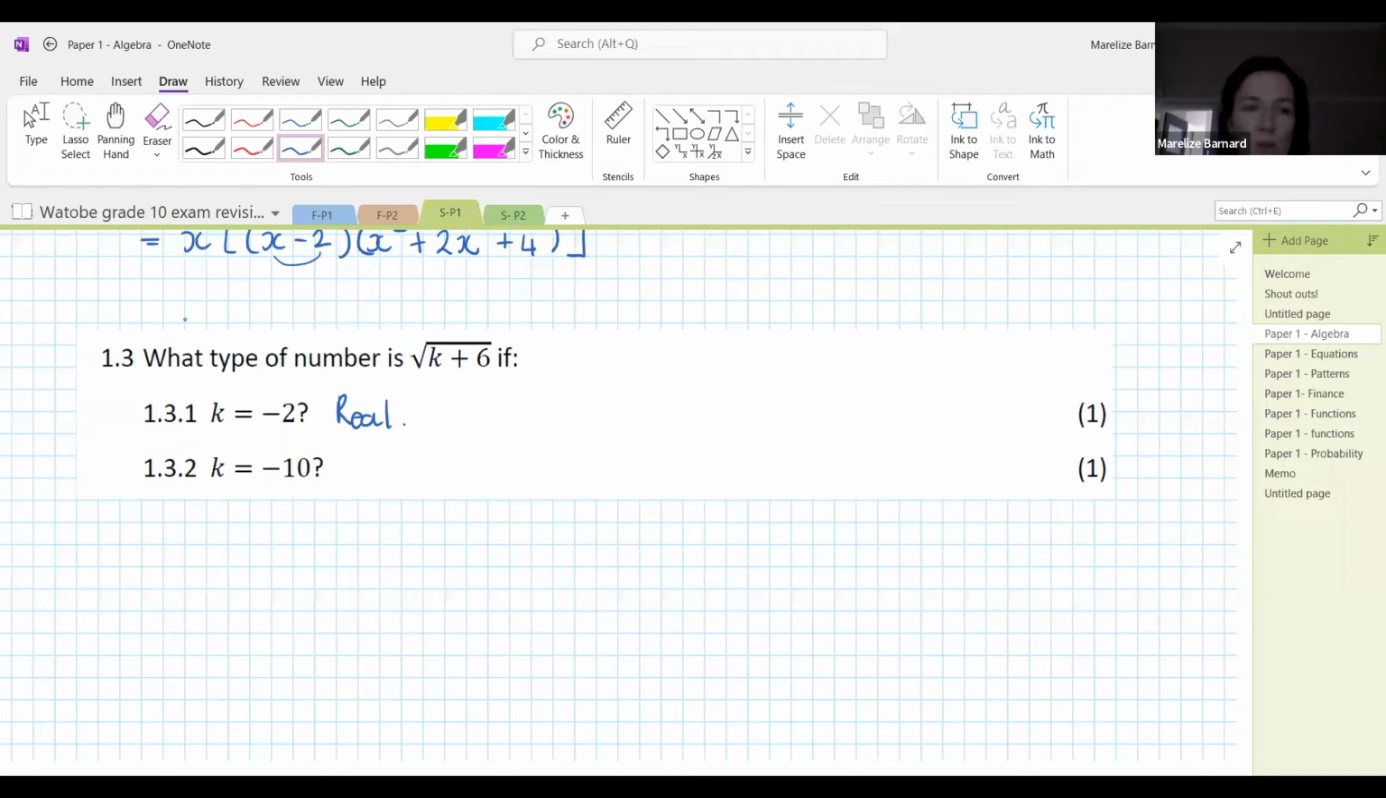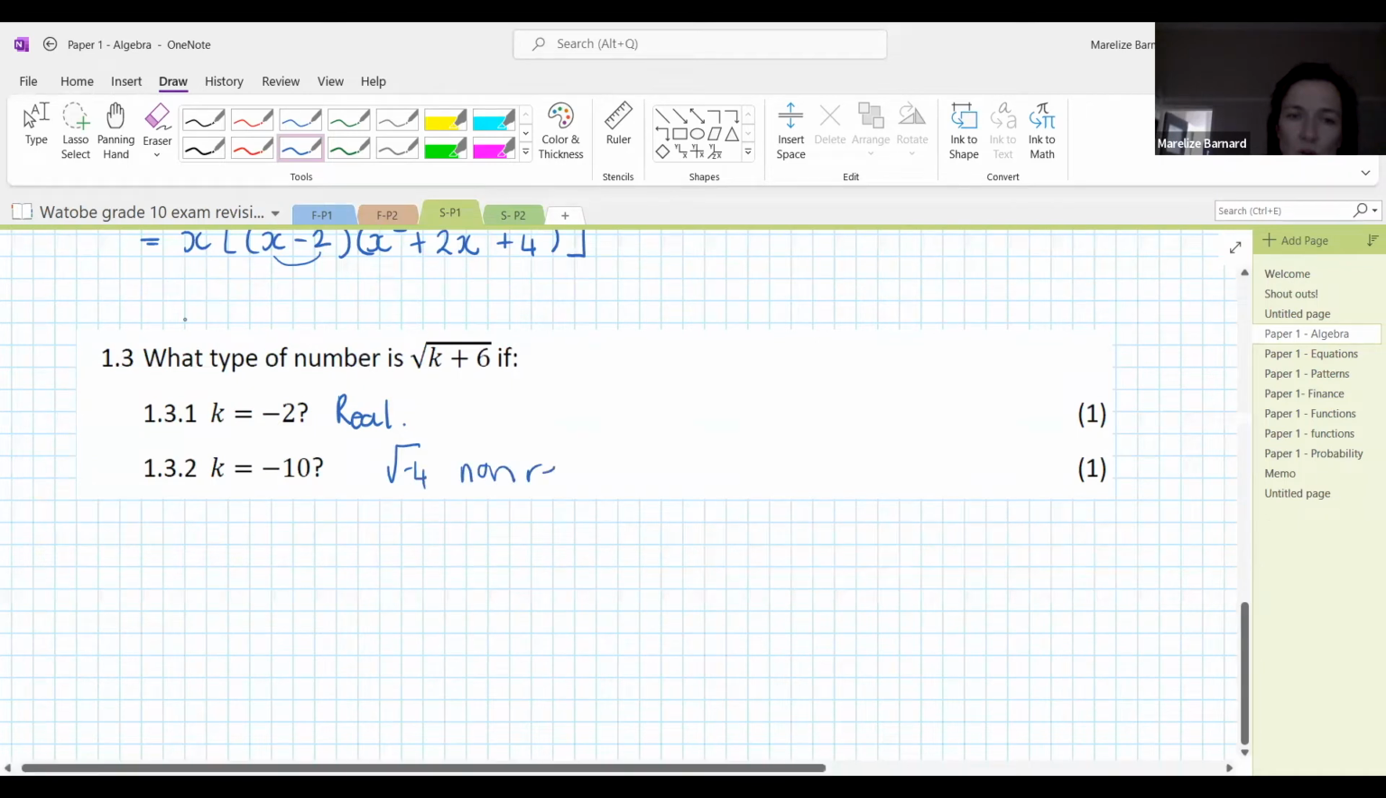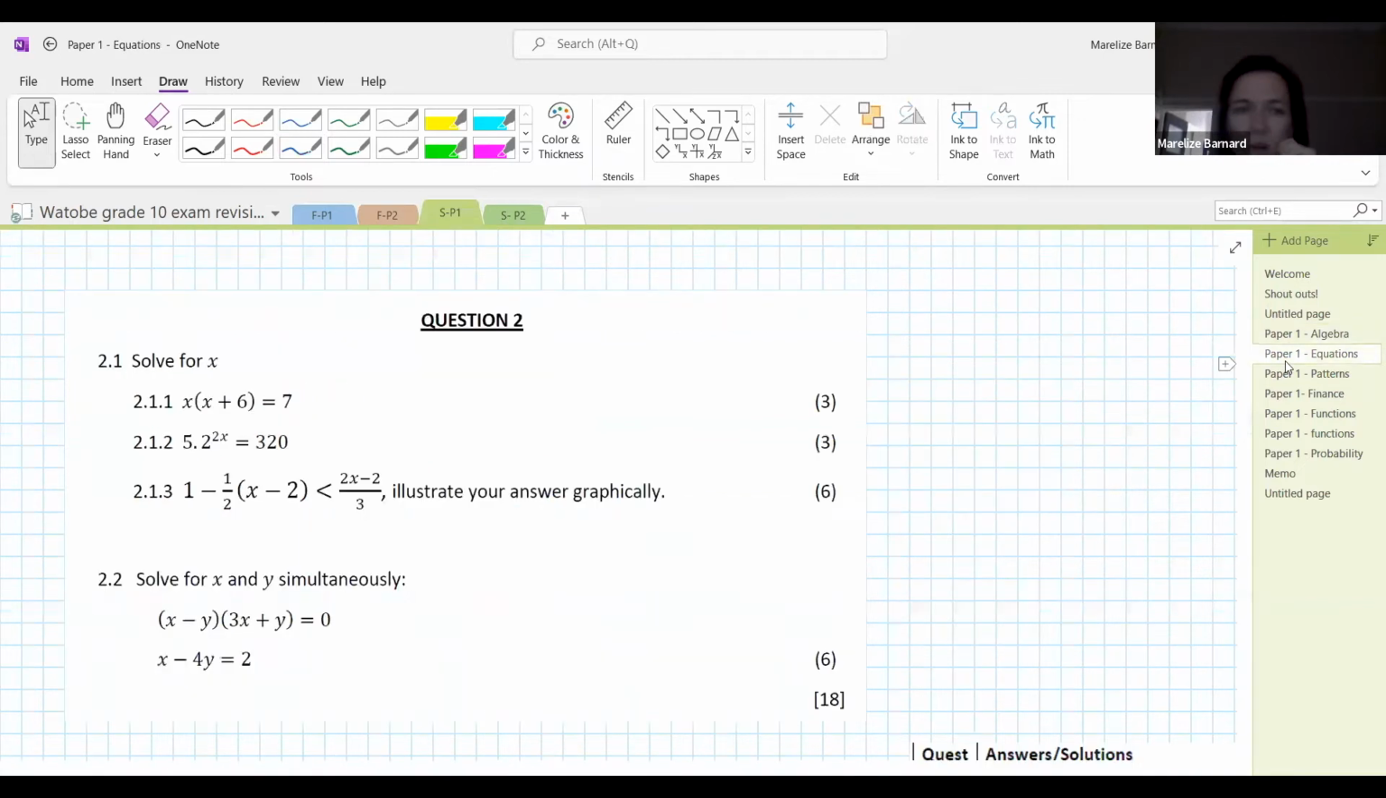And then for 1.3.2, if k is -10, what kind of number do you get? Pop it in the chat for 1.3.2. That's right. If k is -10, then we get the square root of -4, which of course is non-real. Okay. Right, let's go on to our equations.